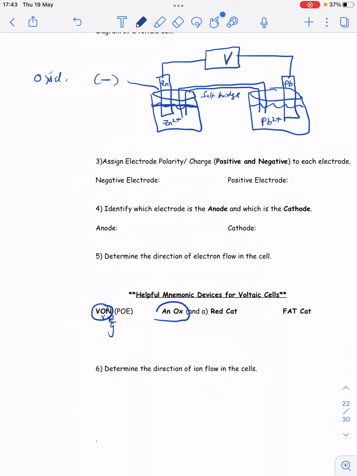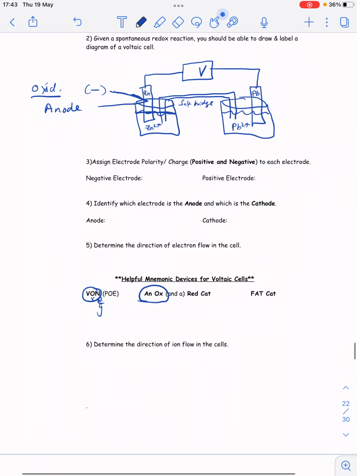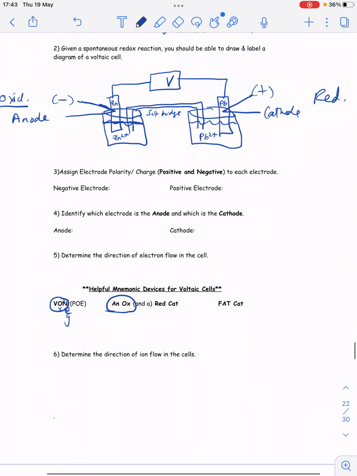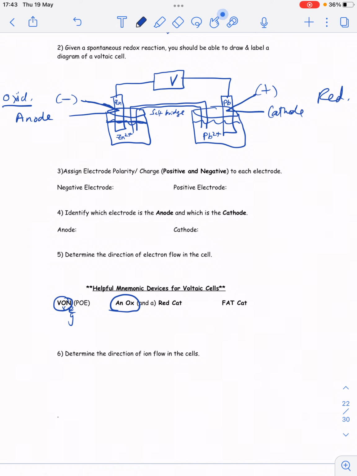We also have a mnemonic, NOx red cat. NOx red cat tells us that the site of oxidation is always the anode. So the zinc electrode has two different ways of labeling it. We can call it the negative electrode or the anode. That means by default, the lead electrode is the positive electrode and is the cathode, because it's the site of reduction. And if we have to decide on the electron flow, once we've got the anode there and the cathode, we can use fat cat to remember that it's from anode to cathode.